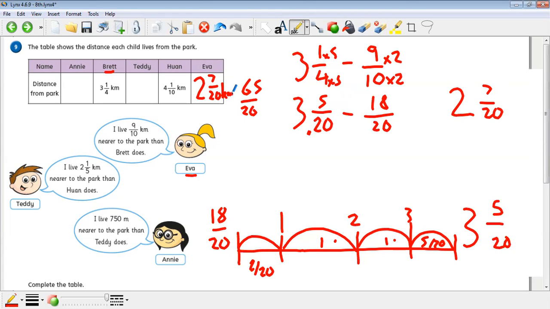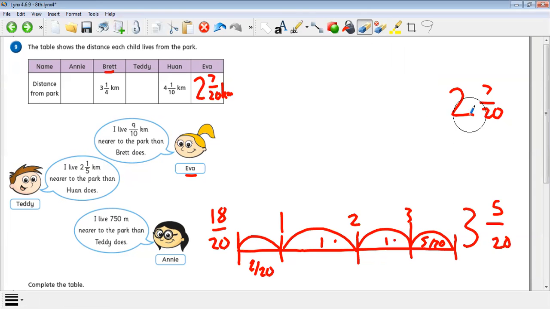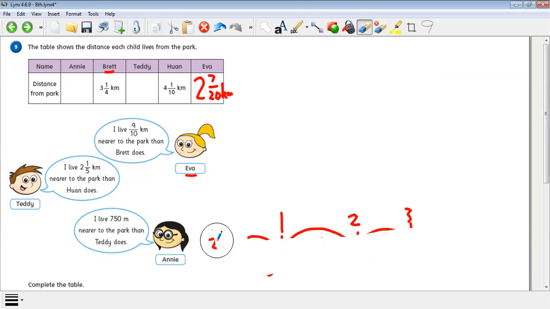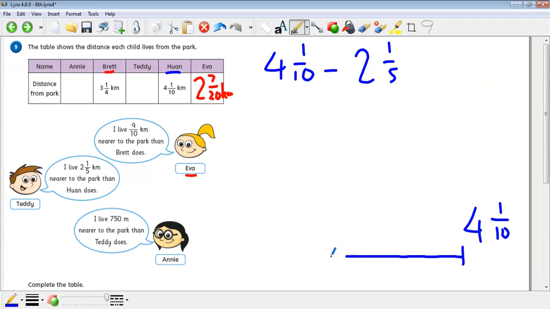Teddy says, I live 2 1/5 of a kilometre away. Sorry, I live 2 1/5 of a kilometre nearer to the park than Hewan does. So let's find Hewan. Hewan's here. So we're doing 4 1/10 take away 2 1/5. We're lucky fifths can become tenths. So we actually end up having 4 1/10 here. 2 1/5 to become tenths is going to do that.